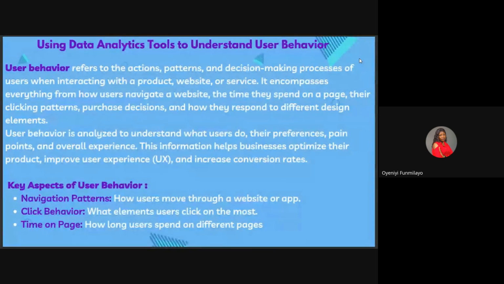So what are the key aspects of user behavior? Navigation patterns. That's how users move through a website or app. Exactly. You see some app, you know what to press, you know what to click, you know where to go. Even if you just download the app for the first time, you know what to do. In some app, you will not even know what to do. Click behavior. What element do users click on the most?